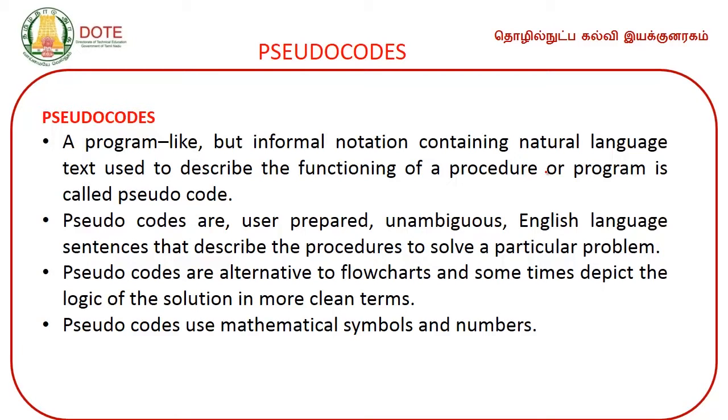So, another method of representing algorithms is pseudo codes. Pseudo codes are program like statements, but they are informal notations containing natural language text used to describe the functioning of a procedure or a program. So, pseudo codes are user prepared, unambiguous English language sentences that describe the procedures to solve a particular problem. Pseudo codes are an alternative to flowcharts, and sometimes they depict the logic of the solution in clearer terms.